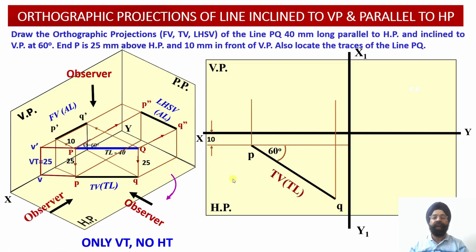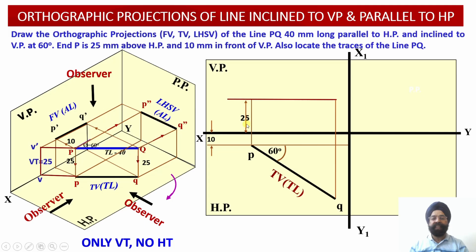Now we know from the fundamentals of projections of a point that wherever point P has been located on this vertical projector line, the projection corresponding to P dash will be located. Similarly, wherever point Q has been located on this vertical projector line, the projection corresponding to Q dash will be located over here. We know that the distance of the point P above the ground, or above the horizontal plane, is equal to 25 millimeter. This distance of the line above the horizontal plane, or above the XY reference line, is 25 millimeter.